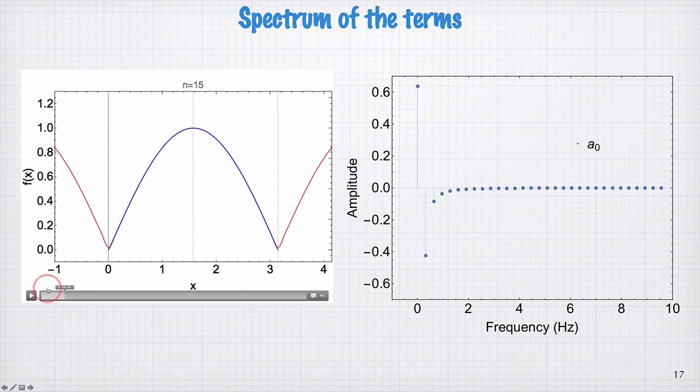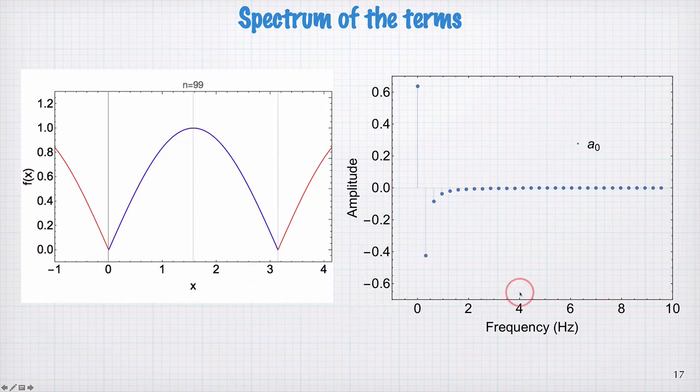So we'll just go back and slow that down. That's the n equal to 1 term, n equal to 2, 3, 4, 5. Already by the time we get to n equal to 20, it's very close to the blue curve. And by the time we get to 100, it's almost indistinguishable.